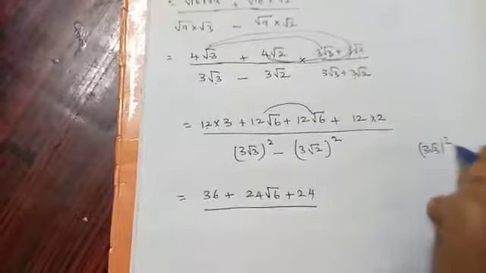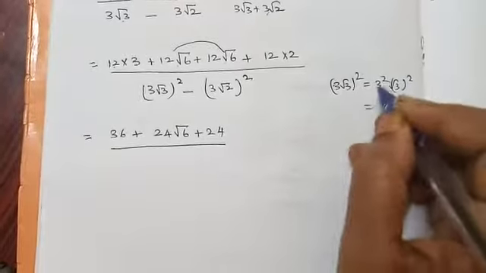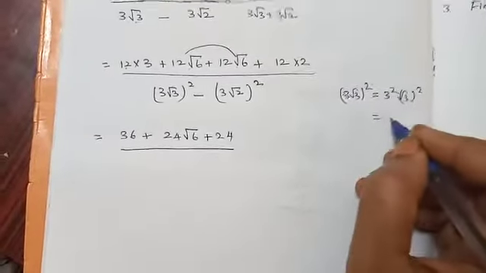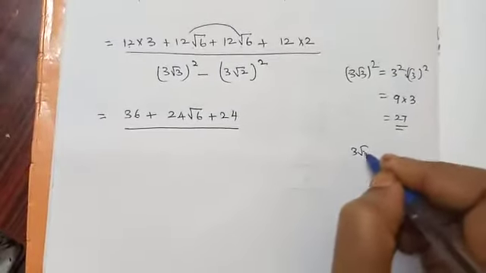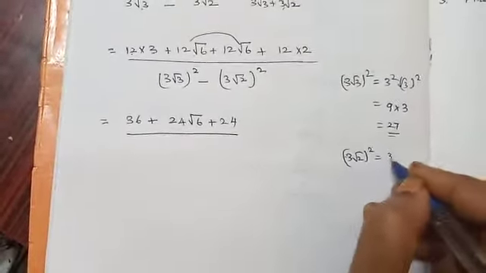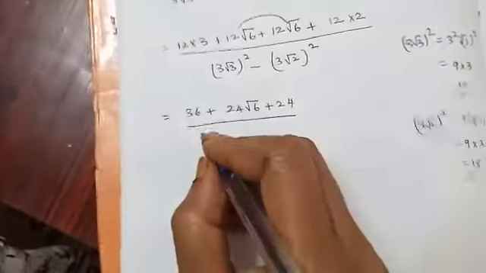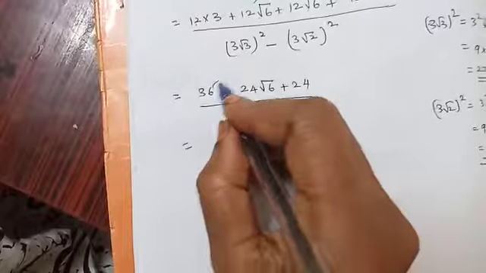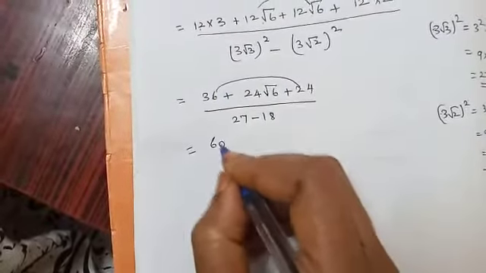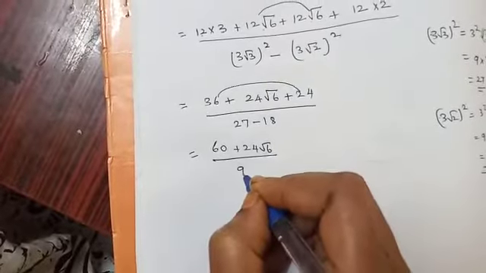(3 root 3) square means 3 square then root 3 square. Okay. So we are squaring both the numbers. So 3 square 9, root 3 square 3, 9 3s are 27. Like (3 root 2) whole square means 3 square into root 2 square. So 3 square 9, root 2 square 2. So 9 2s are 18. So here it is 27 minus 18. That is equal to 36 plus 24, 60, plus 24 root 6, divided by 27 minus 18, 9.